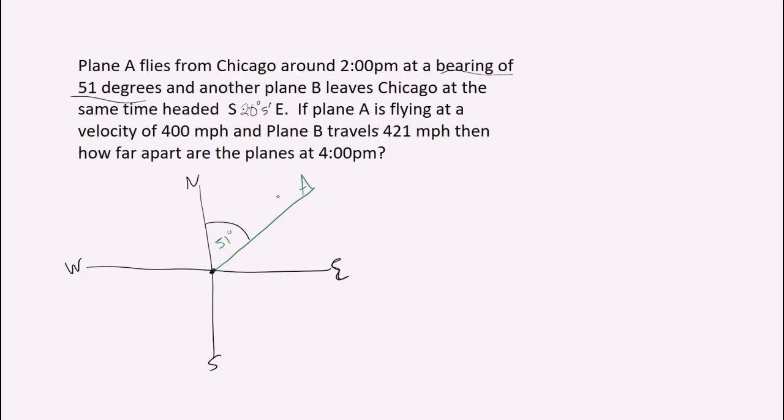All right, and then another plane B leaves Chicago at the same time, and it is headed south 20 degrees 5 minutes east. So this means I'm going to go to blue here. Start in the south, and we're going to go 20-point-something degrees to the east of that. All right, so this is plane B. So notice I started in the south, and then I just headed to the east.